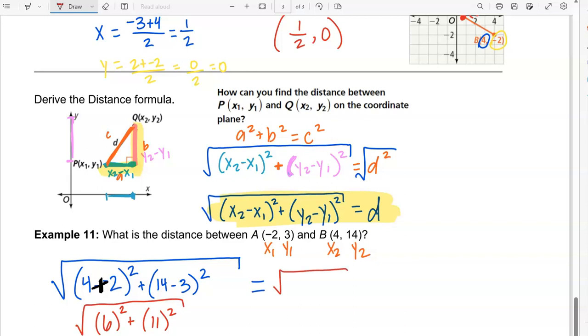So that is the square root of 6 squared is 36, plus 11 squared is 121. Add them together. 36 plus 121 is the square root of 157. Now, if you plug that into your calculator, square root of 157 gives us approximately 12.53.